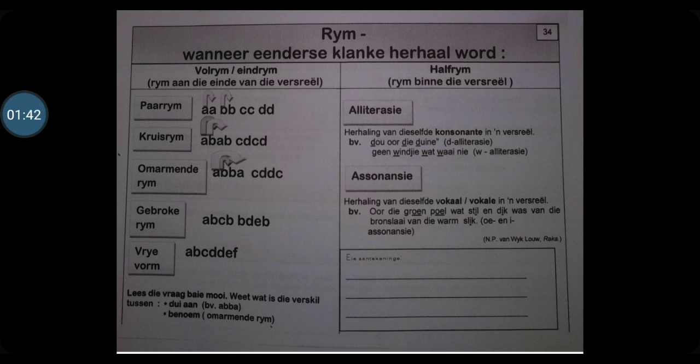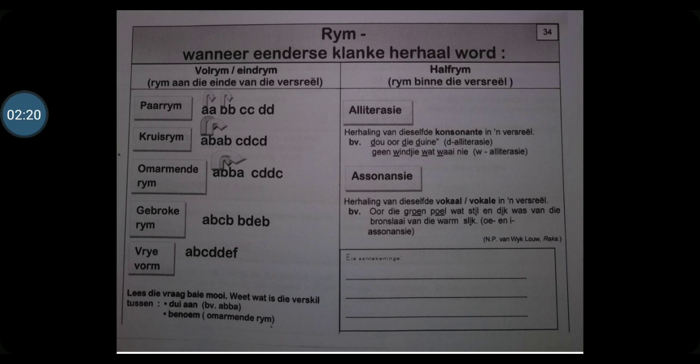Okay, so we have talked about alliteration and assonance before. Now that is what they call half rhyme, when it's only halfway that it rhymes. So for example, alliteration is when consonants are repeated, and assonance is when vowels are repeated. If we look at the examples there, dou oor die duine. The D is alliteration, alliterasie. Or geen wyntjie wat waai nie. The W is the alliteration. Die W is die alliterasie.